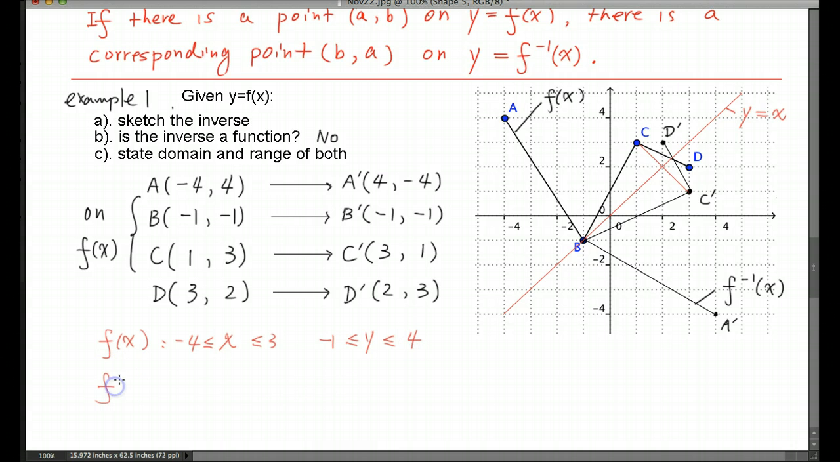And then for f^-1(x), you can simply switch them. The domain of the original one becomes the range, so y is between -4 and 3. And the range of f(x) becomes the domain of the inverse. You can easily verify: the domain is from -1, the most left point, to 4, the most right point. And the range is from the lowest point, A prime, -4, up to the highest point, D prime, which is 3.